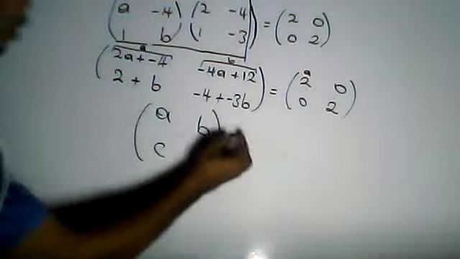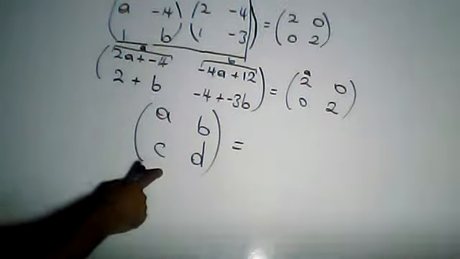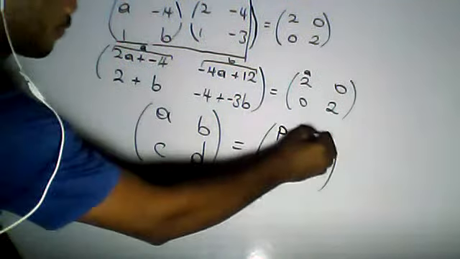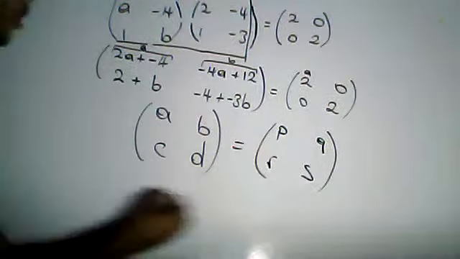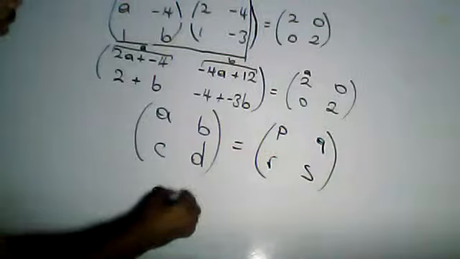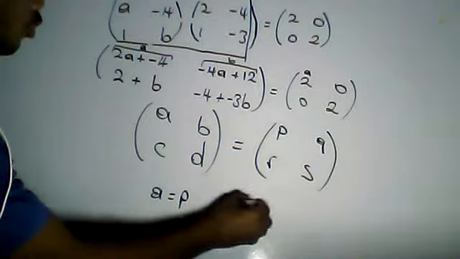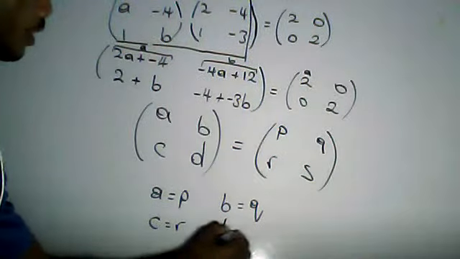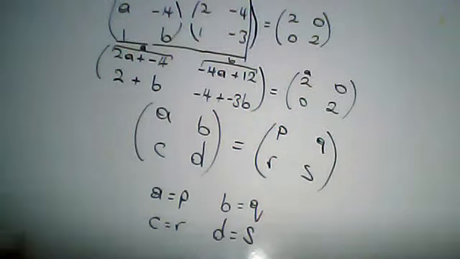Because obviously, if I have a 2 by 2 matrix on this side and a 2 by 2 matrix on this side, say we have P here, we have Q, we have R, and we have S. We're going to have A equal to P, B equal to Q, C equal to R, and D equal to S, because they're at the same position in each matrix. Understand what I'm saying?